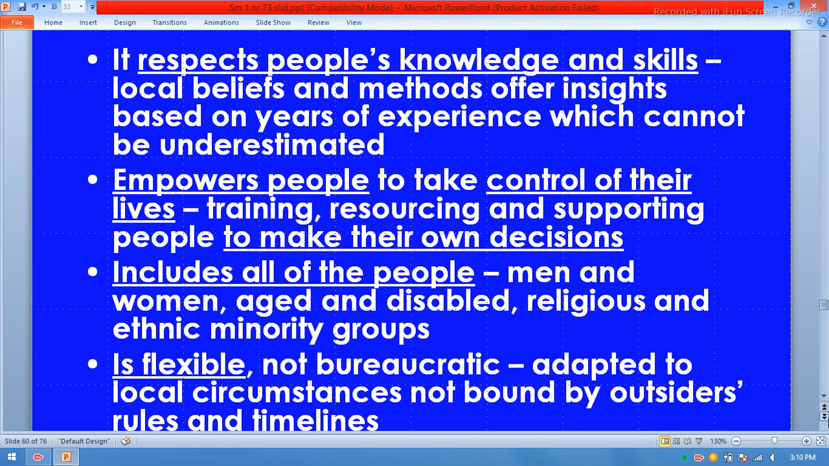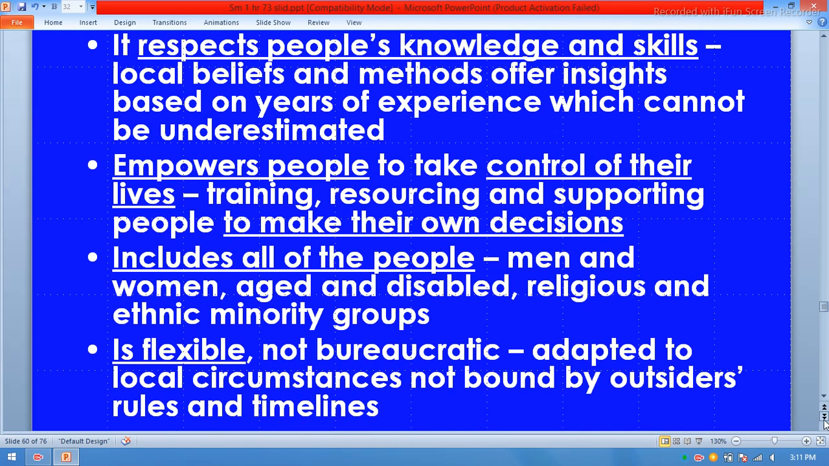It respects people's knowledge and skills, local beliefs and methods, and offers insight based on years of experience which can't be underestimated. Empower people to take control of their lives, provide training and resources, and support people to make their own decisions. Include all the people: men and women, aged and disabled, religious and ethnic minority groups. Be flexible, not bureaucratic, adapted to local circumstances, not bound by outsider rules and timelines.